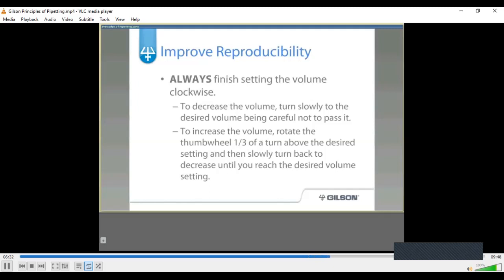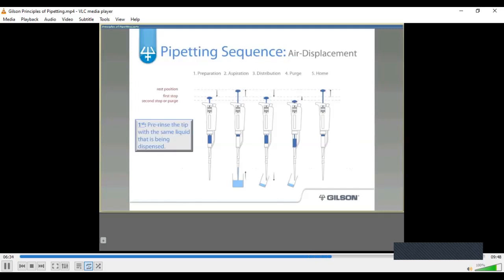The pipetting sequence for an air displacement pipette involves 5 steps. Before the first step, make sure to pre-rinse the tip with the same liquid that is being dispensed. For preparation, hold the instrument in a nearly vertical position. Depress the plunger smoothly to the first stop position.